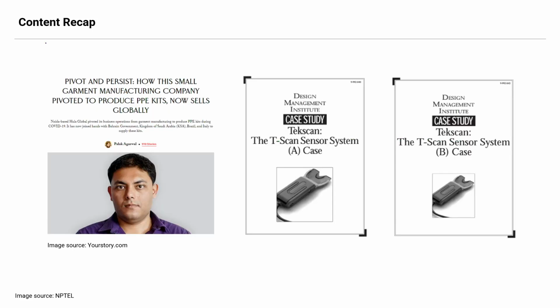Right, and these are the additional learning materials, ALMs: the journey of pivoting and persisting, how a small garment manufacturing company pivoted to produce PPE kits and now sells globally. So this is again a very interesting example. This is about Hula Global.